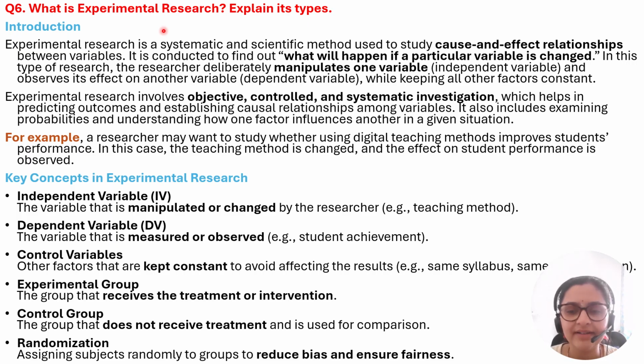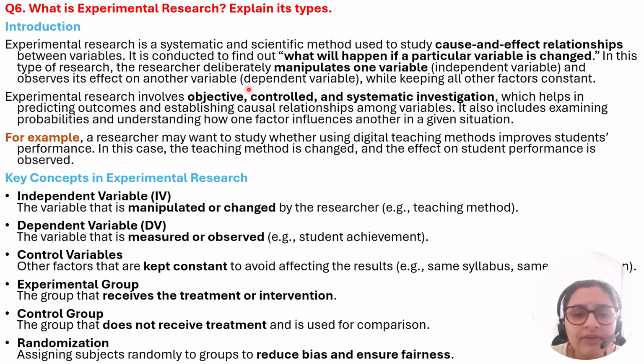What is experimental research? Explain its types. Experimental research is a systematic and scientific method that is used to study the cause and effect relationship. That is, what is the cause of a particular phenomenon and what effect it is producing between variables. It is conducted to find out what will happen if a particular variable is changed. In this type of research, there are mainly two variables. One is the independent variable and one is the dependent variable.